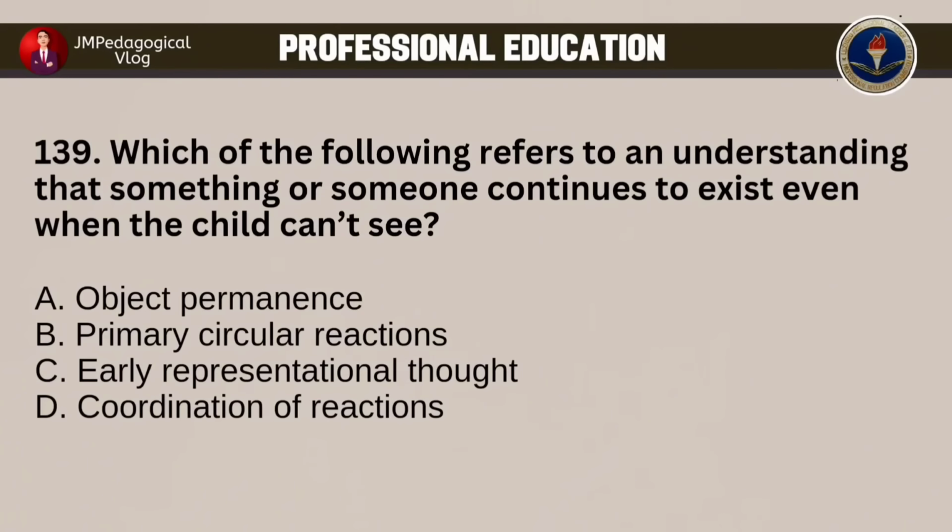139. Which of the following refers to an understanding that something or someone continues to exist even when the child can't see? a. Object permanence. b. Primary circular reactions. c. Early representational thought. d. Coordination of reactions. a. Object permanence.